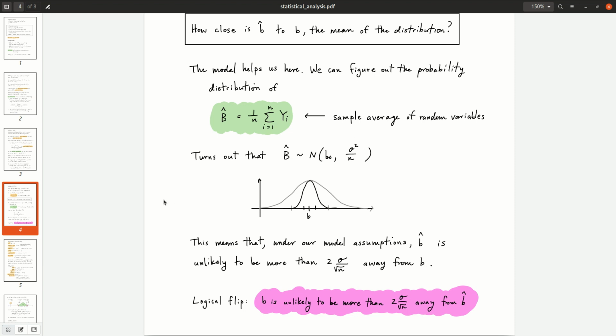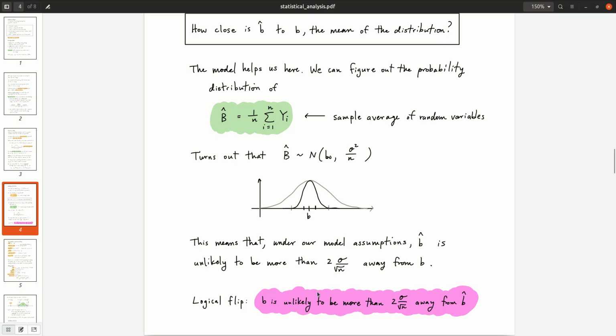Now the interesting logical flip is that, of course we don't get to see b. So the way we write down the model is we specify the model and then we say how far is the estimate going to be away from that. It's like model first, then data. But what we get to see is we only get to see this b hat, and we want to know how far is b away from that, not how far is b hat away from b. But these are really the same thing.